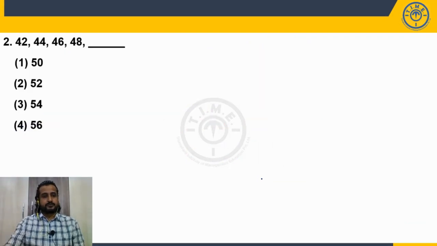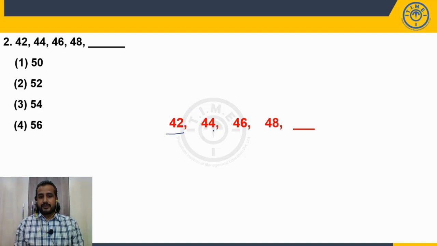Question number 2. 42, 44, 46, 48. What are these numbers? Do the numbers themselves follow any specific pattern? Observe it. 42, 44, 46, 48. Yes. What are these numbers? Even numbers. Consecutive even numbers starting from 42.